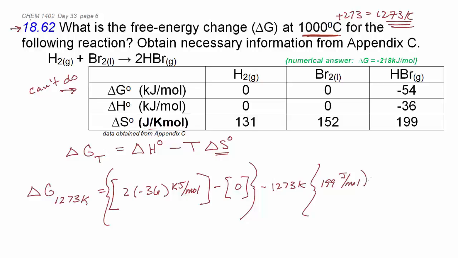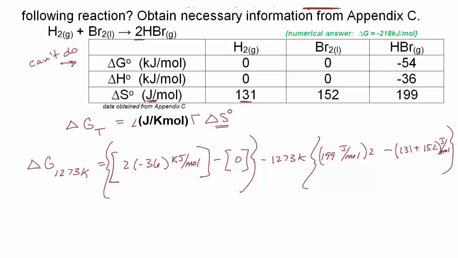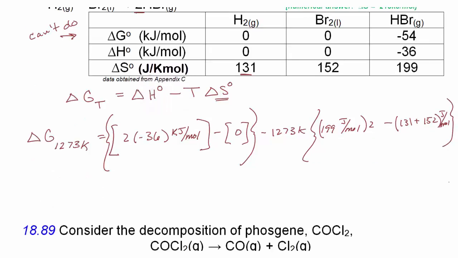That's times 2, minus the reactants, hydrogen and bromine. Minus hydrogen is 131 plus 152. And that's in joules per mole. Okay, so I need to do a little converting here because I have kilojoules per mole over here. But let's figure out what it is.